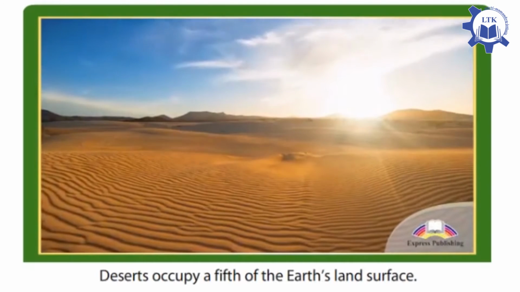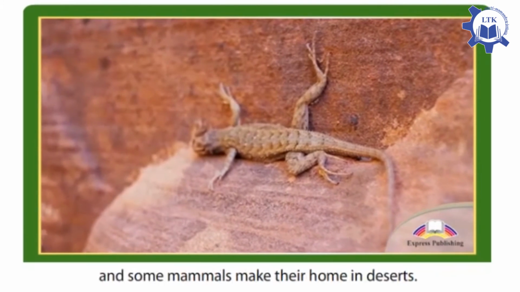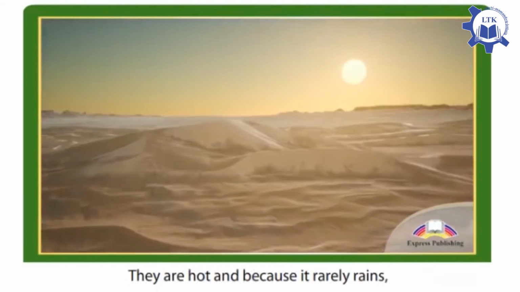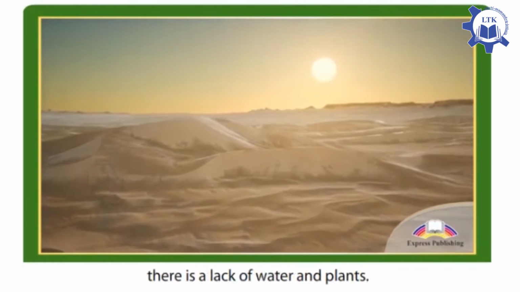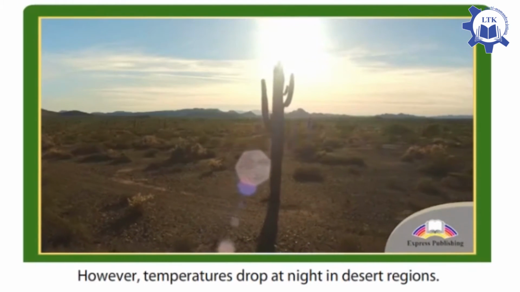Deserts occupy a fifth of the Earth's land surface. Reptiles, insects, birds, and some mammals make their home in deserts. They are hot, and because it rarely rains, there is a lack of water and plants. However, temperatures drop at night in desert regions.